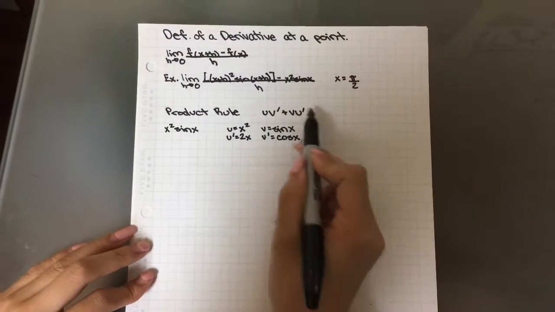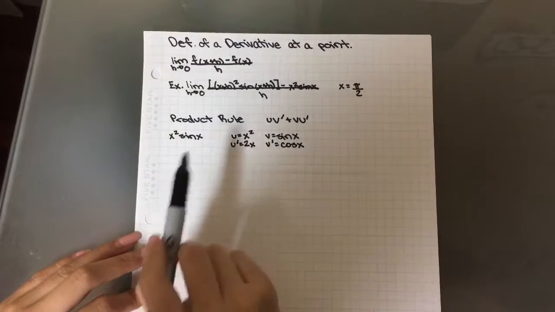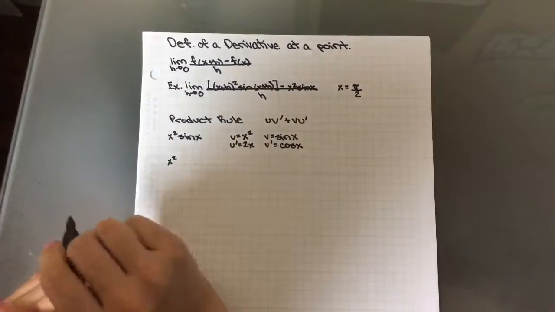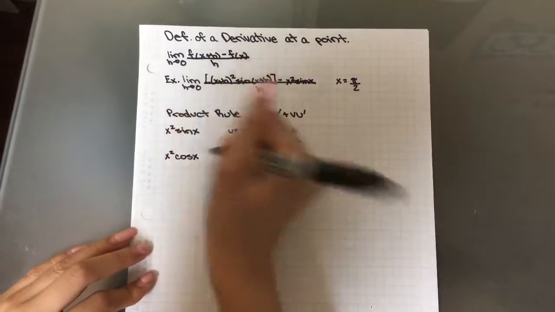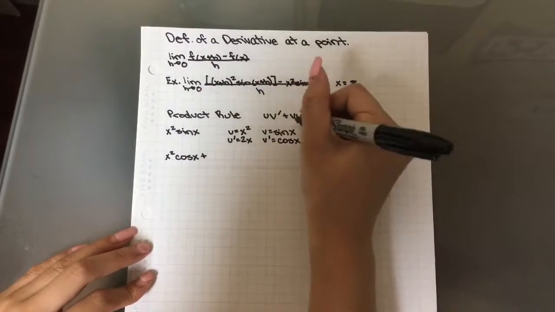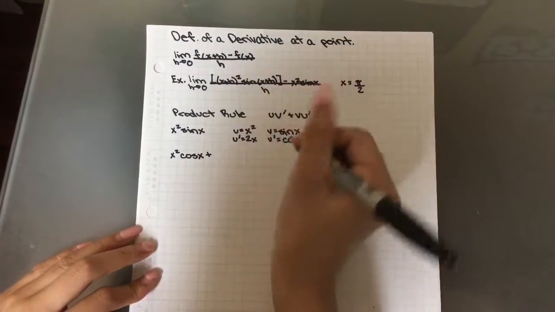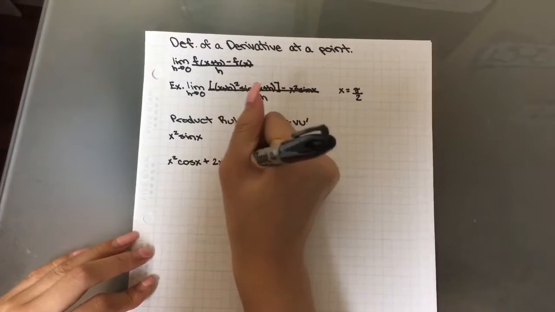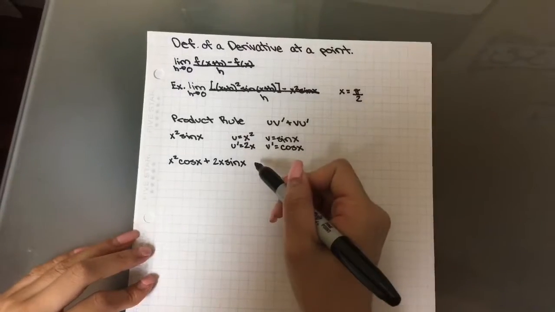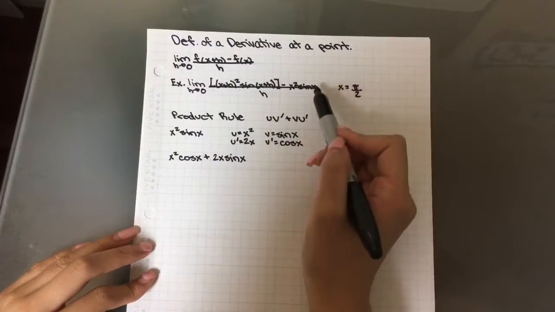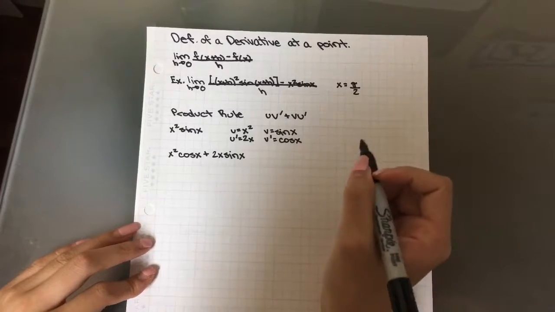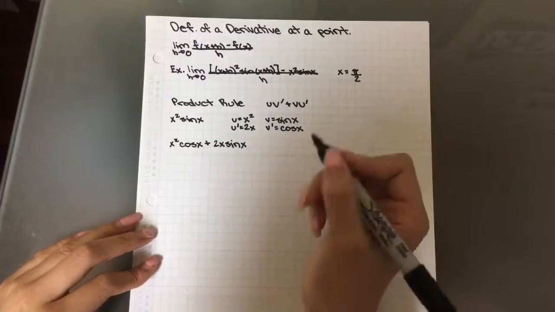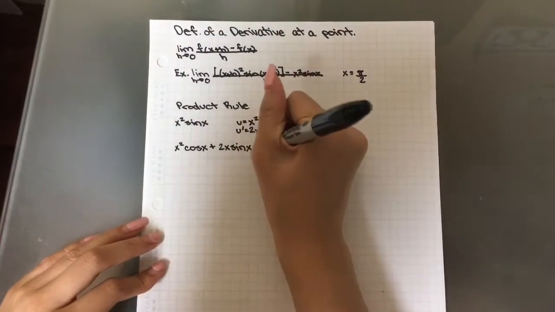Then you just follow the formula. You go u times v prime, so you have x squared times cosine of x, plus v u prime, which is 2x times sine of x. So 2x sine of x. And this is going to be your derivative of the function. Now you will plug in x equals pi over 2, because that is the derivative at a point that you want.